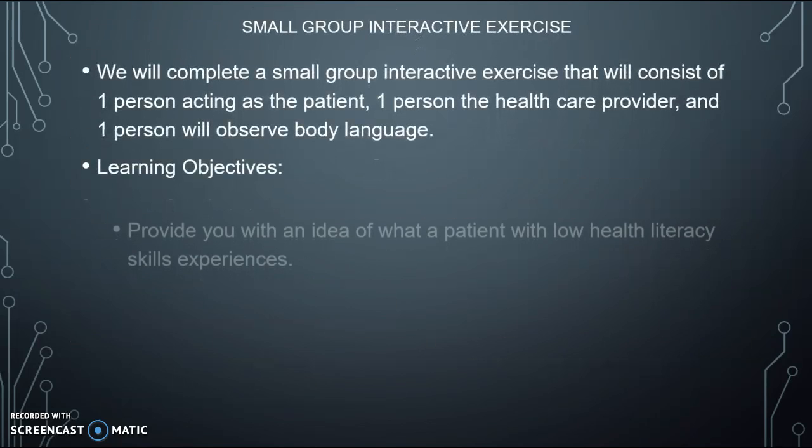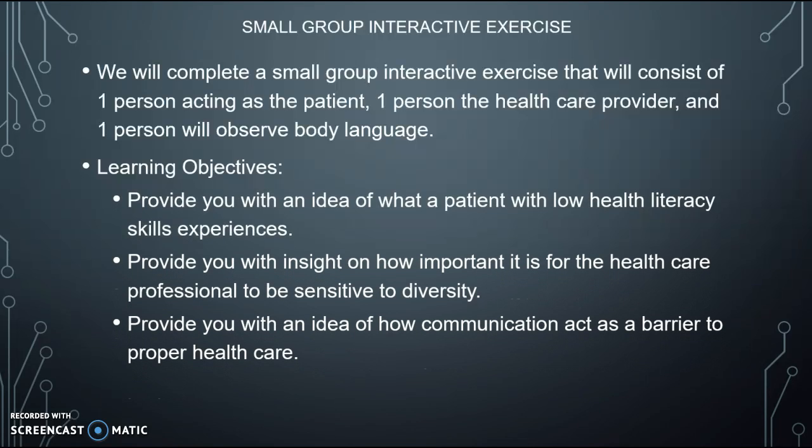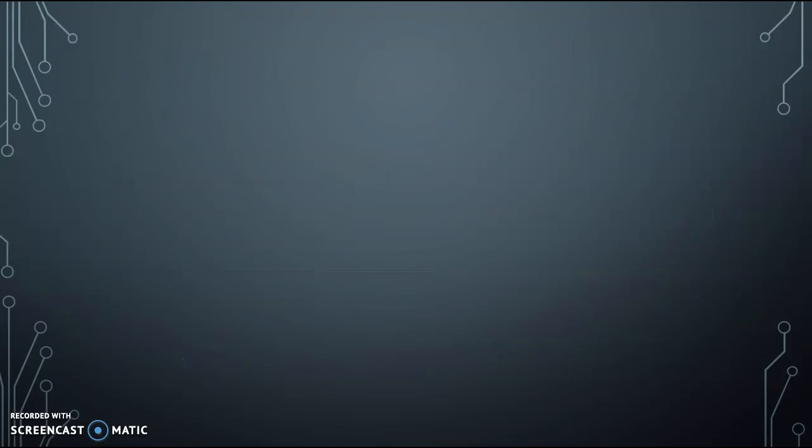Now we will go into our small interactive group exercise. We will complete a small group interaction exercise that will consist of one person acting as the patient, one person the healthcare provider, and one person will observe body language. The learning objectives will include: provide you with an idea of what a patient with low health literacy skills experience, provide you with insight on how important it is for healthcare professionals to be sensitive to diversity, provide you with an idea of how communication acts as a barrier to proper health.